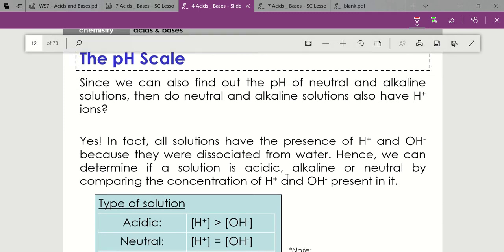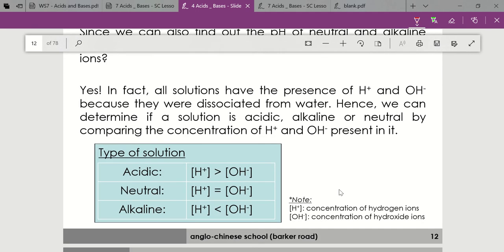Okay, we are comparing actually the concentration of hydrogen ions with the concentration of hydroxide ions in any solution. Even for a neutral solution as well, we're comparing how much hydrogen ions are present compared to how much hydroxide ions are present. So in a neutral solution, in an acidic solution, an alkaline solution, why are there both hydrogen ions and hydroxide ions present?